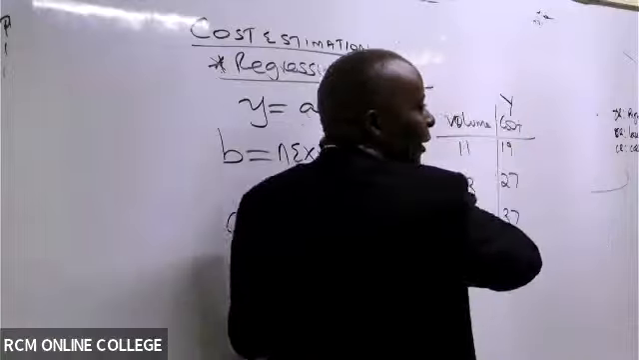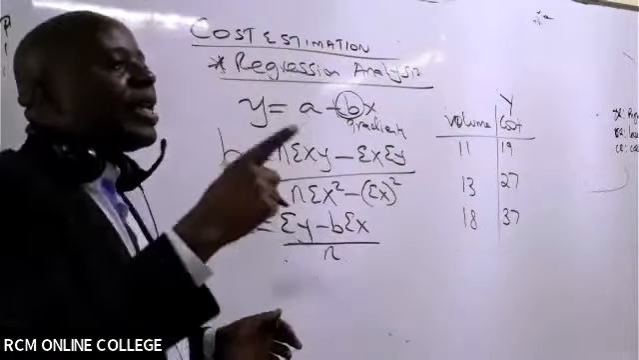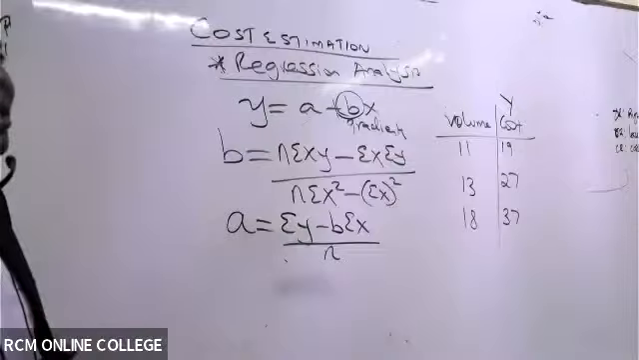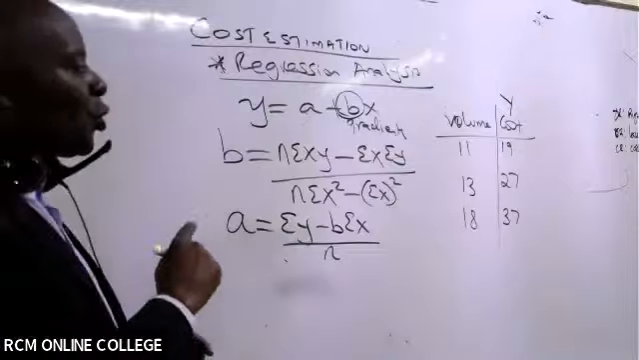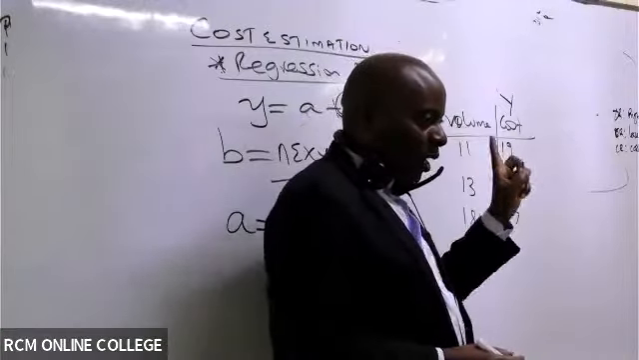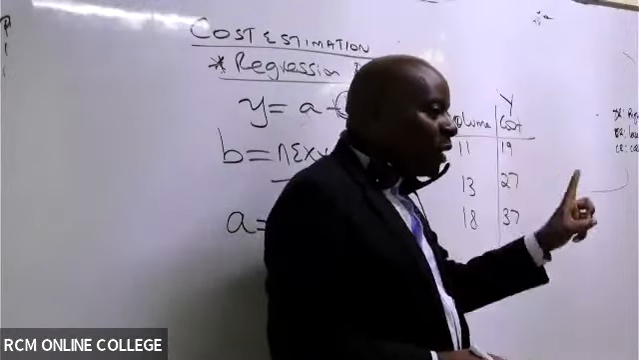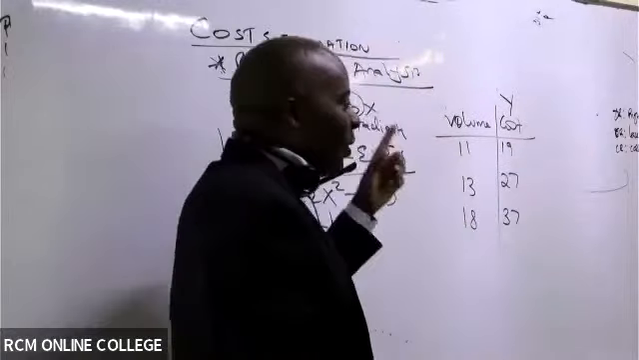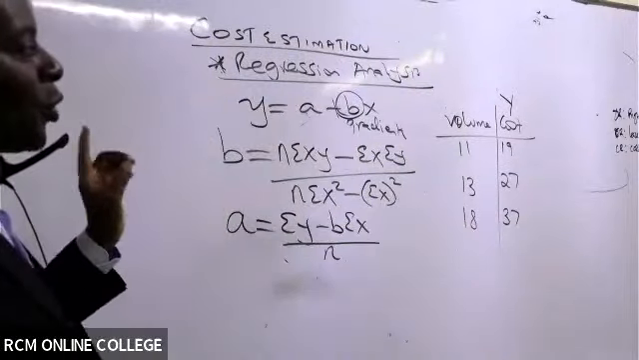Because we are doing cost estimation. The one to be estimated normally goes to the Y. How do I know between the two which one is the Y? The one to be estimated will go to the Y. The response variable, the one that responds to the other, will always go to the Y.